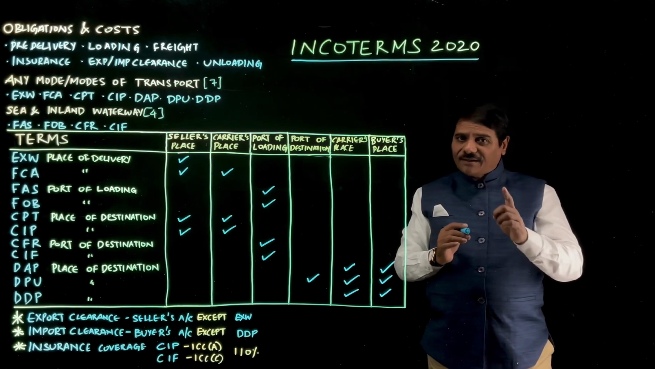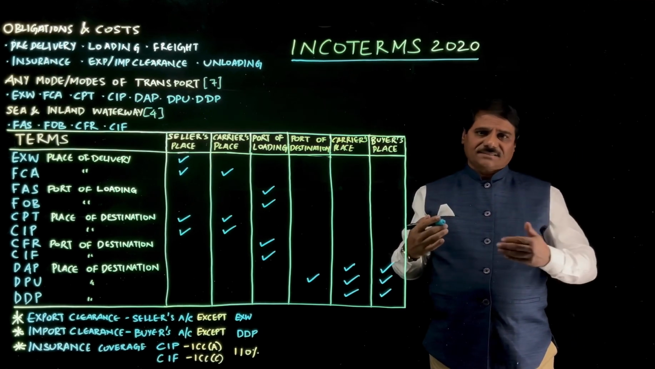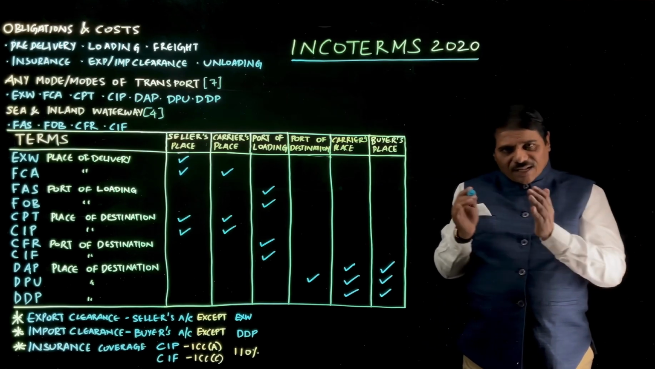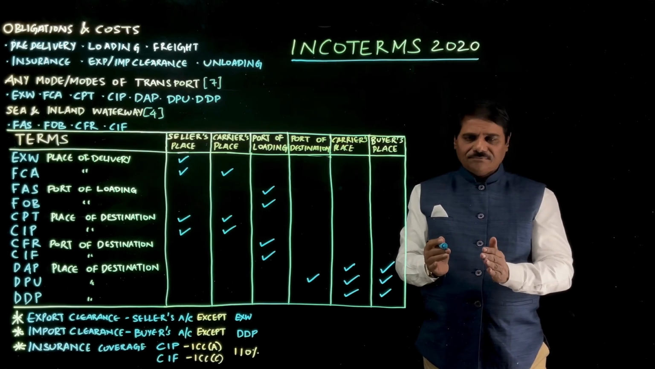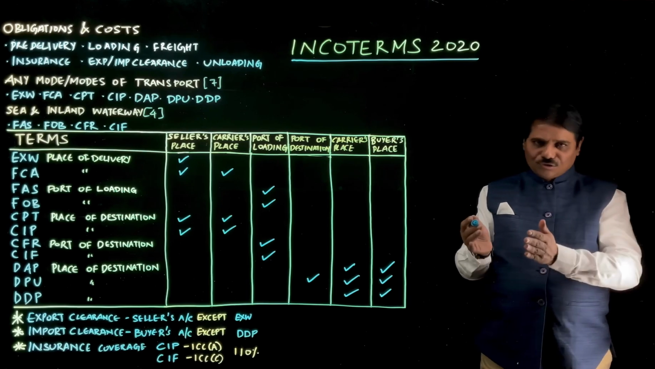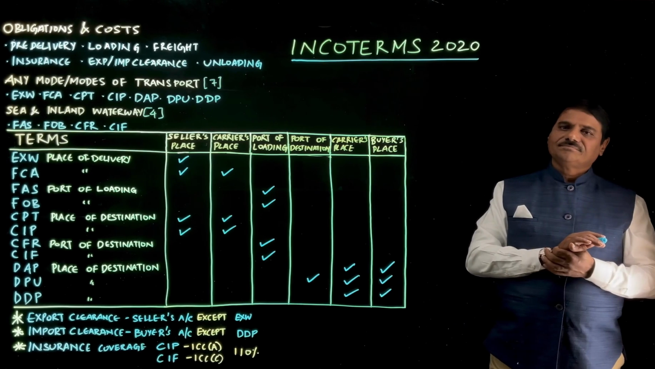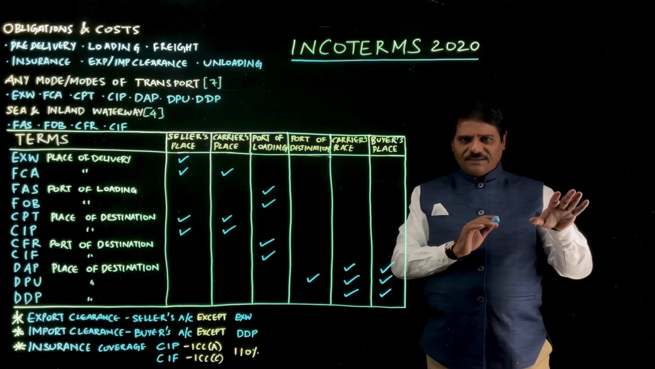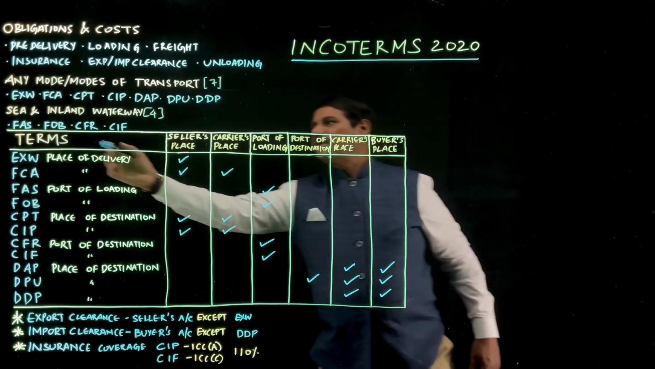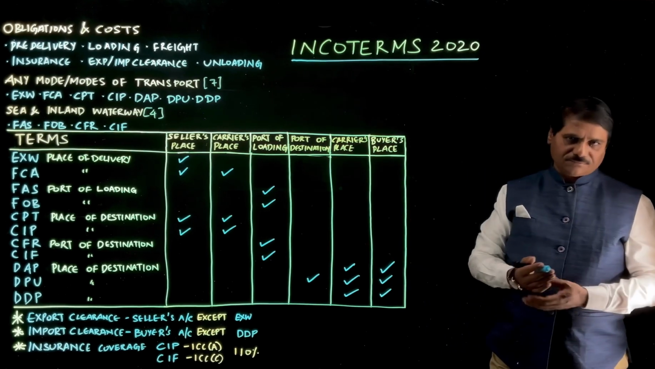Whereas if it is containerized cargo, the seller cannot access the ship to load the container on board. So the seller can deliver the container only at the container yard, or the goods can be stuffed in a container freight station. That is the reason we are saying that for container shipments, the sea and inland waterway terms are not appropriate.